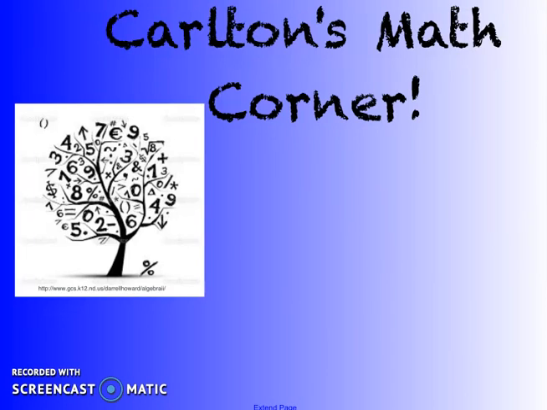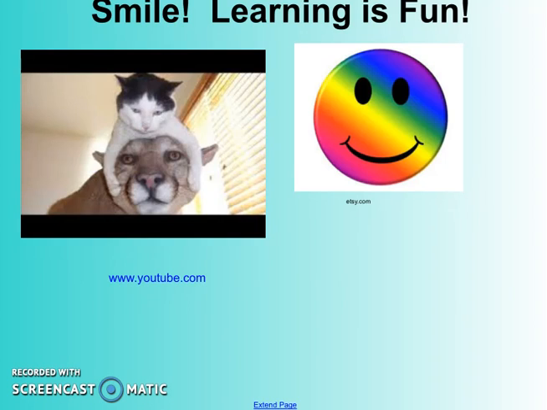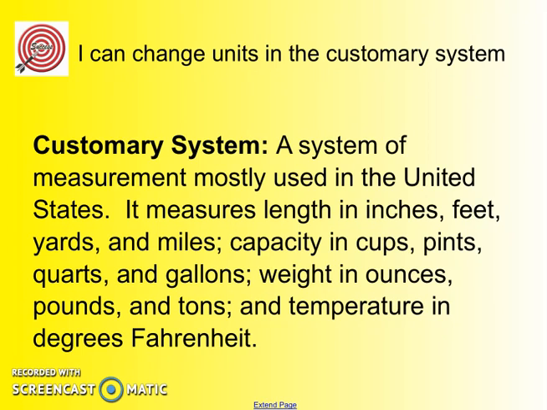Today we're going to discuss a measurement system called the Customary System. At this time, make sure that you have your math journal out, a smile, and then your vocabulary packet. Our target today is I can change units in the Customary System.